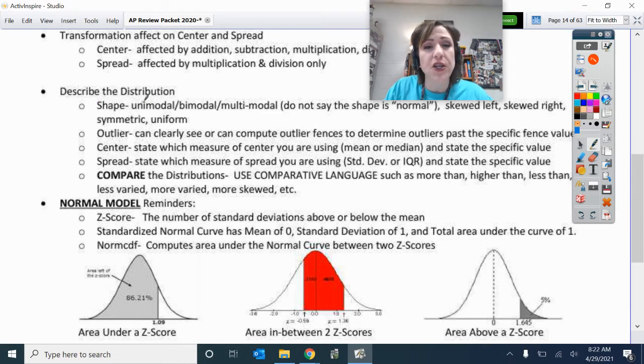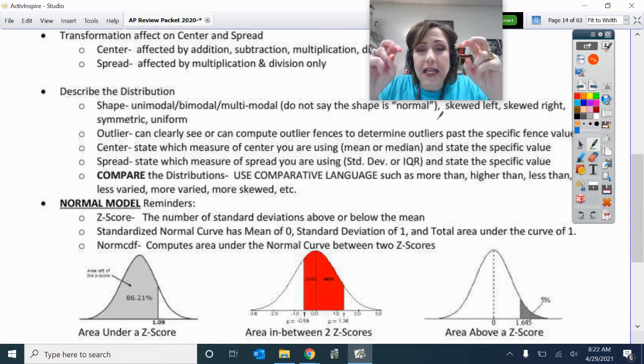When you describe the shape, you're telling me unimodal, bimodal, multimodal. Actually, do not describe the shape as normal. You have to say symmetric and unimodal, because there's criteria. We know now there are conditions and criteria to be able to say approximately normal. So normal is not the correct description of a shape unless we have actually met the criteria and checked for random, independent, large enough.